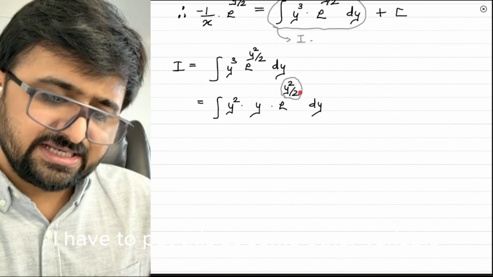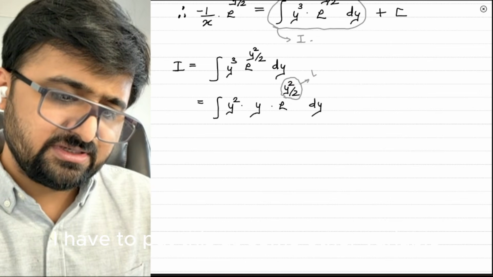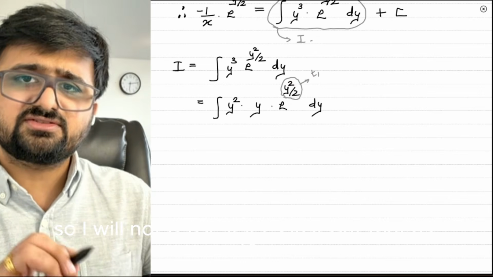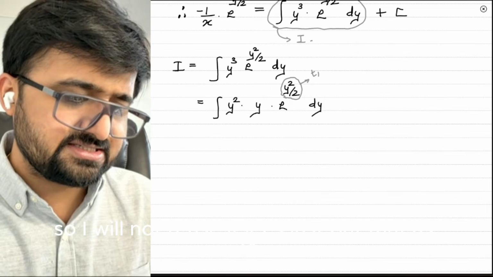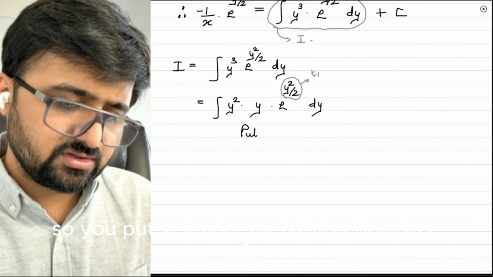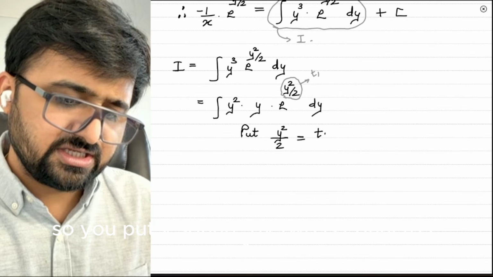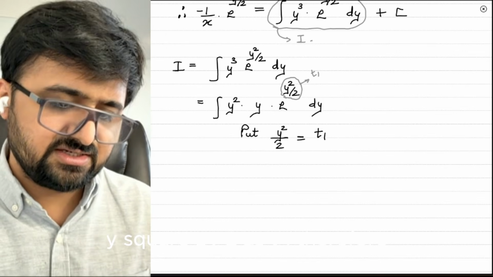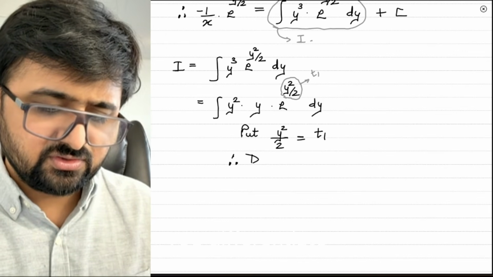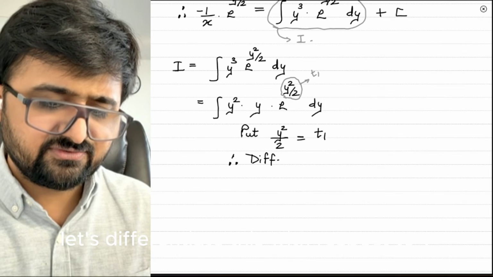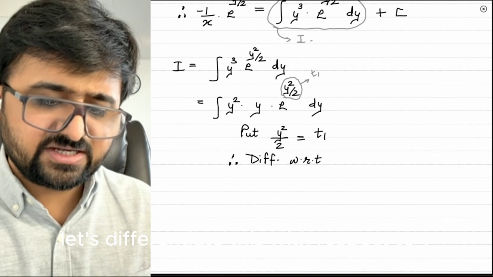What I'll have to do is put this as some other variable. Let's say t1. I already used t, so I will not reuse it. Let's just put that as t1. So you put y square by 2 is equal to t1. Therefore, let's differentiate this with respect to y.